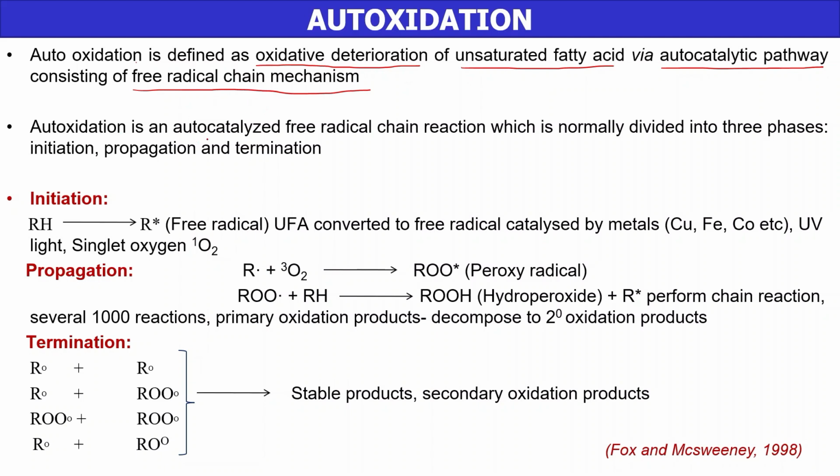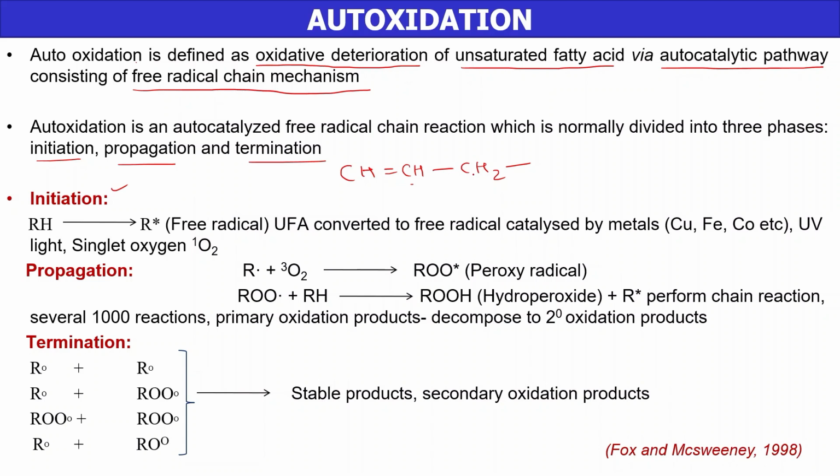Now, auto-oxidation is an autocatalyzed free radical chain reaction which is normally divided into three phases. So first is the initiation, second is propagation, and third is termination. Now coming to initiation, in the initiation step what happens is that we have an unsaturated fatty acid. Say this is the unsaturated fatty acid and this is a methylene group which is adjacent to this double bond. So what happens is then a hydrogen atom is abstracted.